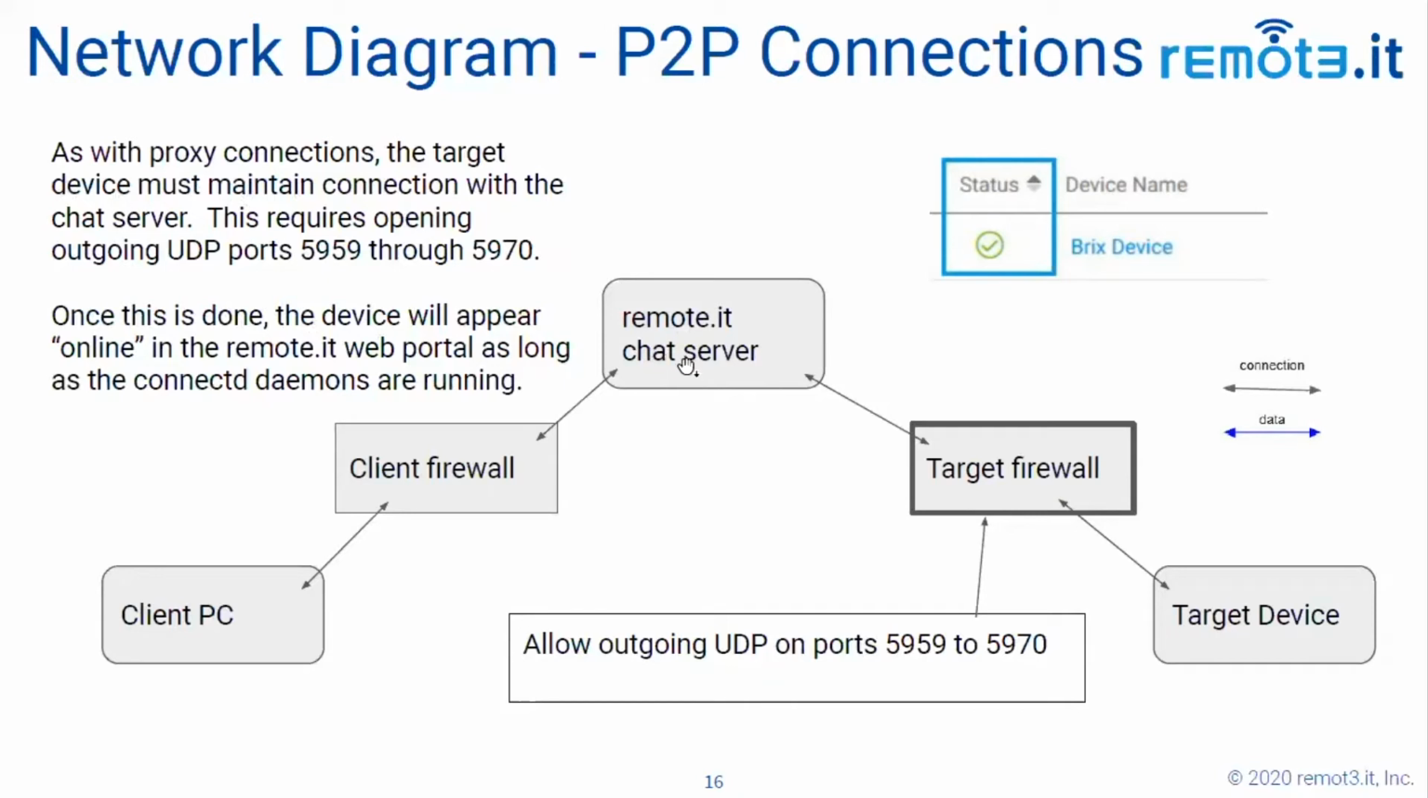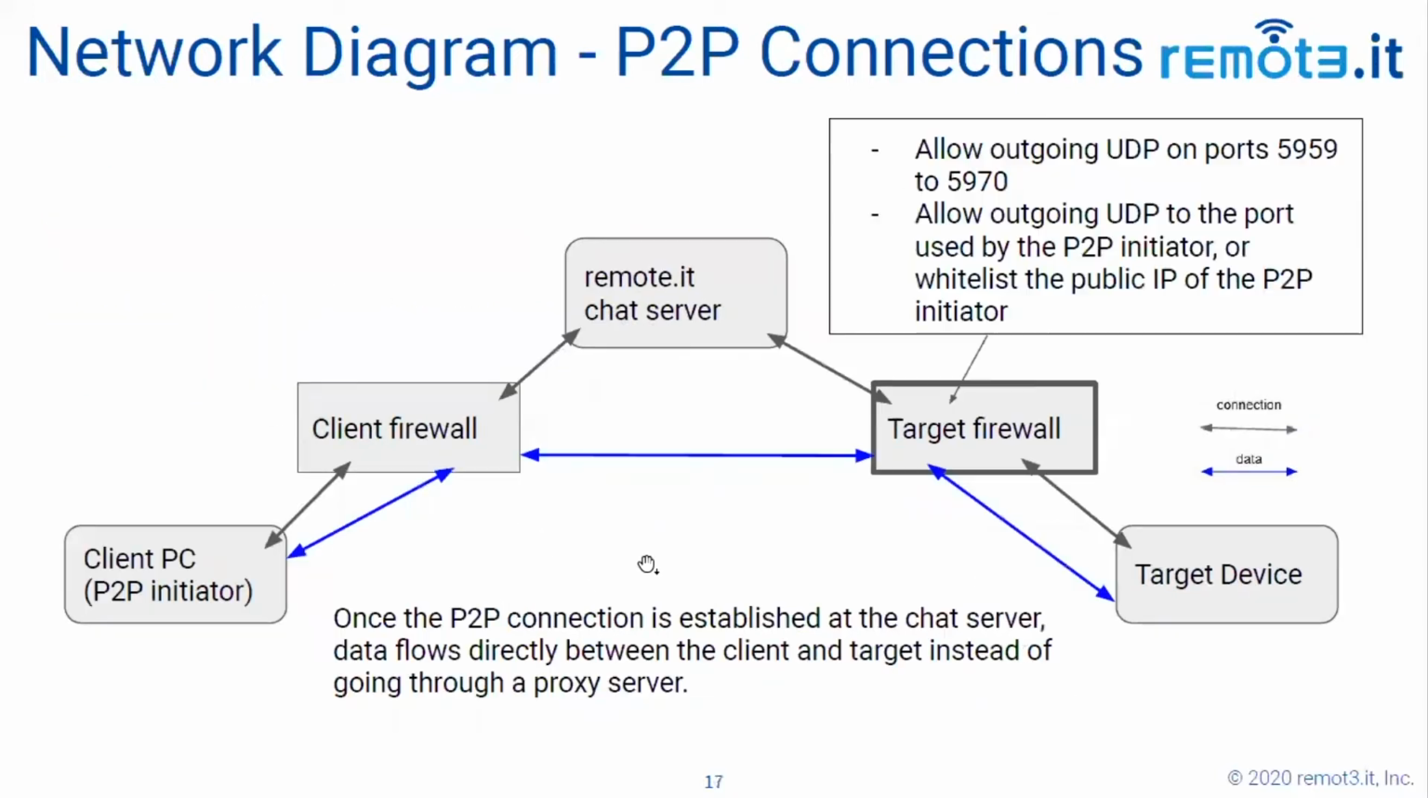As with proxy connections, the target device has to maintain connection with the chat server. We still have the chat server involved for both peer-to-peer and proxy connections, and this is just the same as before. Nothing's changed here. But once you make the connection, it goes directly from the client firewall to the target firewall. So there's no proxy server in the middle. And so the port in use here between the two ends is going to be the port used by the P2P initiator.